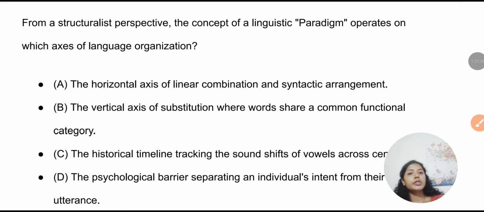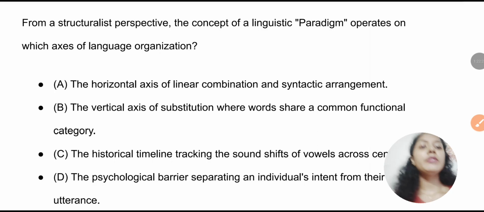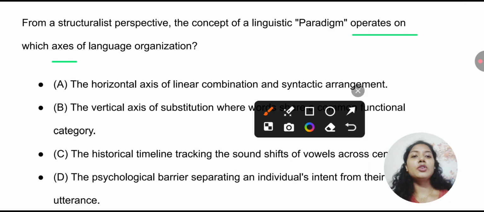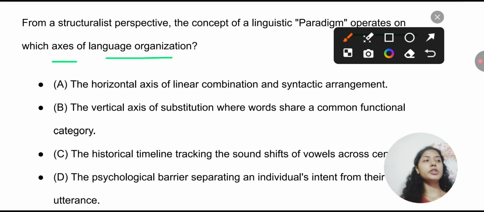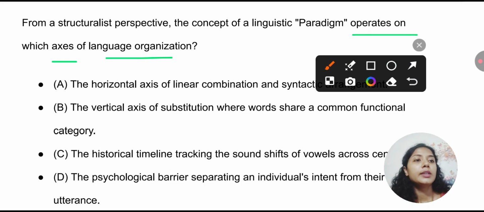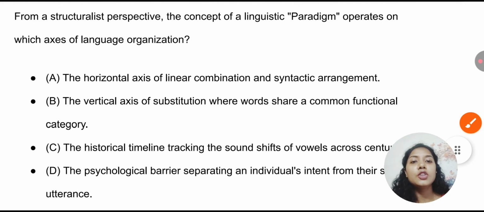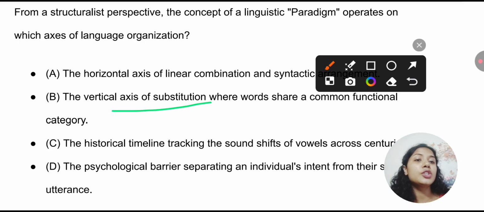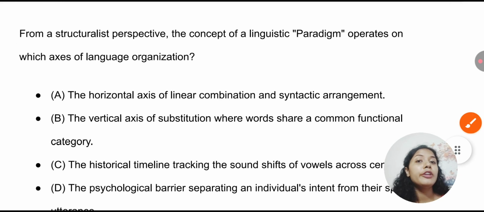Now practice all the questions. From a structuralist perspective, the concept of linguistic paradigm operates on which axis of language organization? See the options. So the paradigmatic correct answer is option B. It means the vertical axis of substitution where words share a common functional category. This is the structural perspective and the concept of linguistic paradigm.